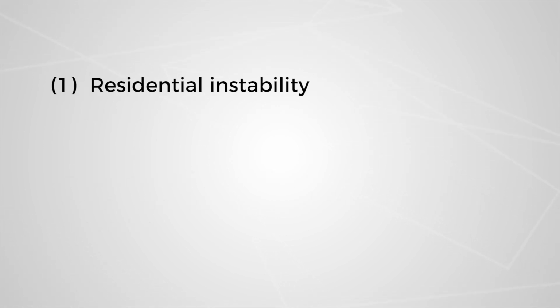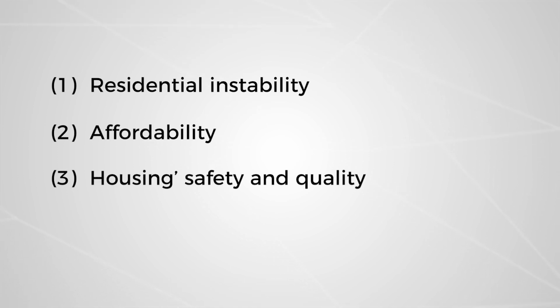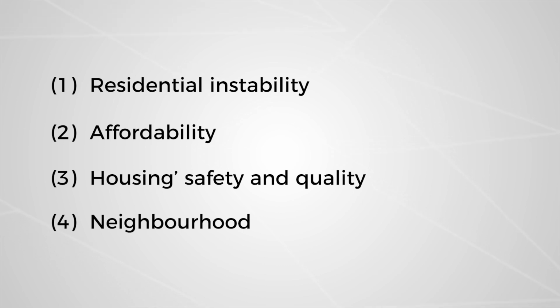First, the impacts of not having a stable home, that is residential instability. Second, the financial burden resulting from high cost housing, that is affordability. Third, the health impact of conditions inside the home, that is housing safety and quality. And lastly, health impacts of neighborhoods, including both environmental and social characteristics of where people live, that is neighborhood.